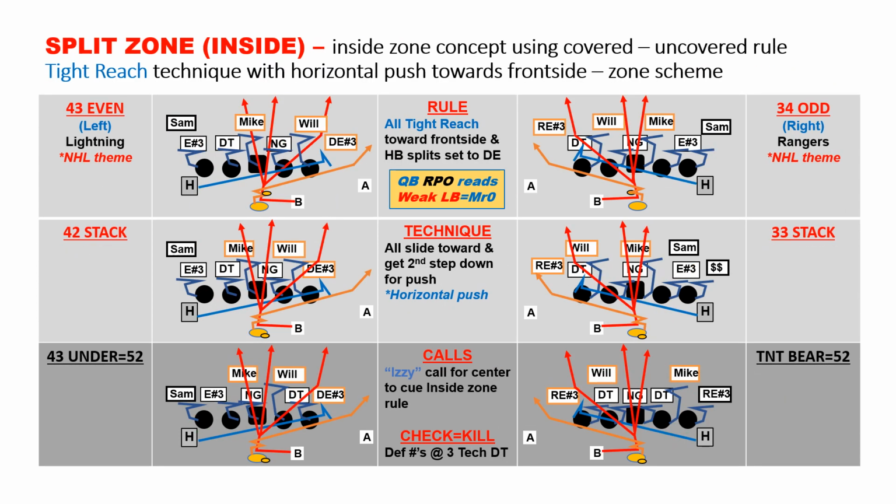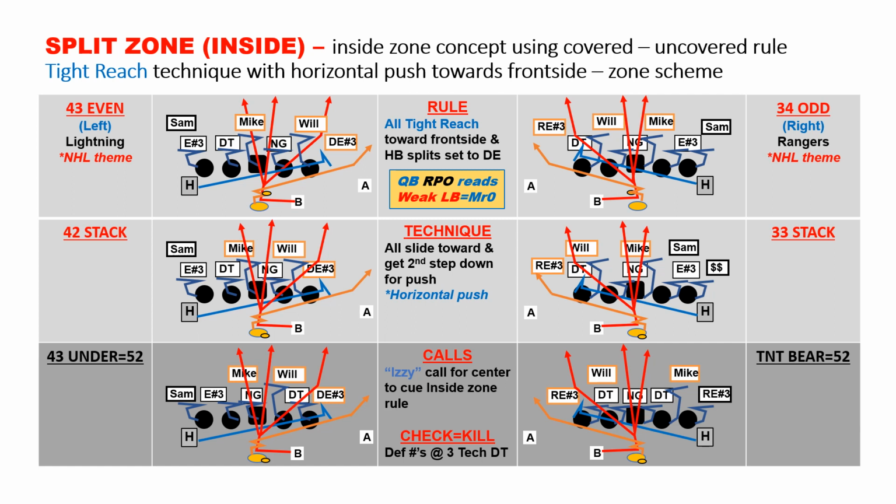Our complement to stretch zone is our split zone or inside zone. We still use our covered-uncovered rule, but now a tight reach technique. Theme is NHL now, with Lightning to the left and Rangers to the right. You can see the linemen, if they're covered, will tight reach the man over. If they're uncovered, they will tight reach to the next D lineman towards, climbing to the second level.